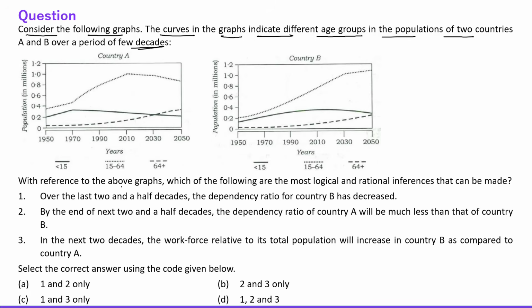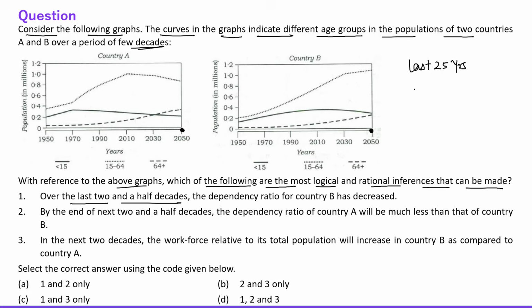The question is, with reference to the above graphs, which of the following are the most logical and rational inferences that can be made? The first statement: over the last 2.5 decades. What does that mean? For city A and city B, for country A and country B, the last year is 2050. So last 2.5 decades means the last 25 years.